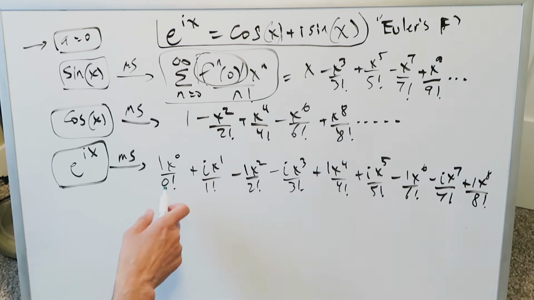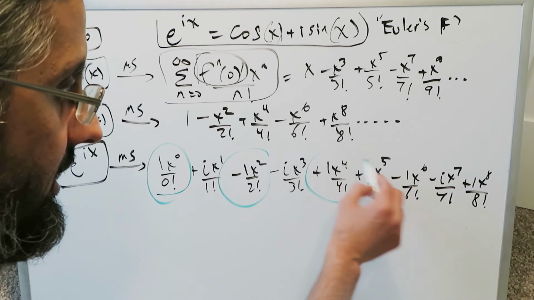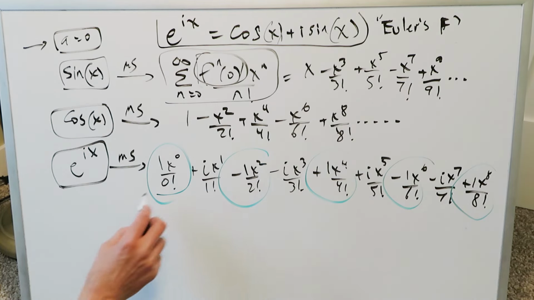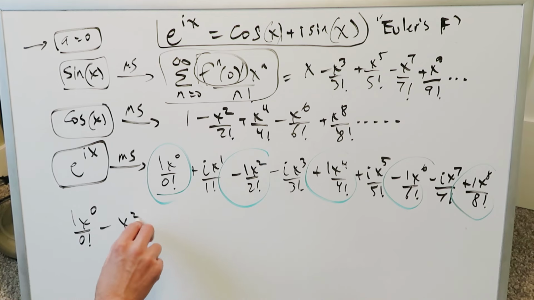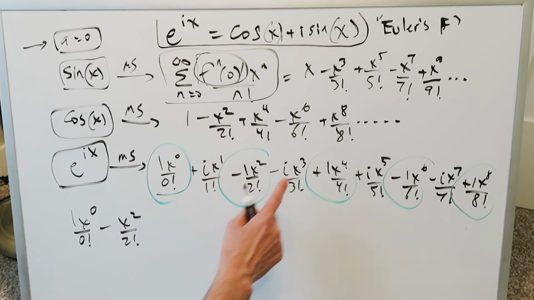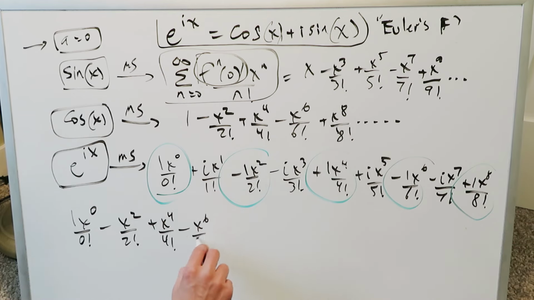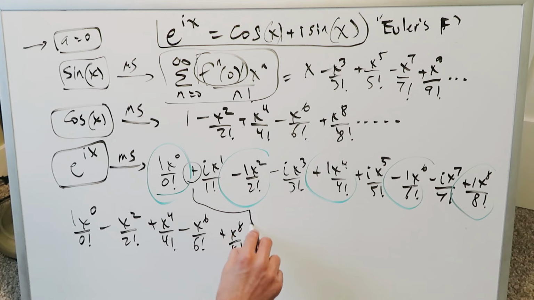Look at all the non-imaginary components and isolate them. I'm looking at these with their signs and then pluck them out. When you pluck them out, see what happens. I have here 1 x to the power 0 over 0 factorial minus x squared over 2 factorial. I'm removing these unnecessary coefficients, plus x to the 4 over 4 factorial minus x to the 6 over 6 factorial plus x to the 8 over 8 factorial. Here's my plus sign, which is going to come right over here.